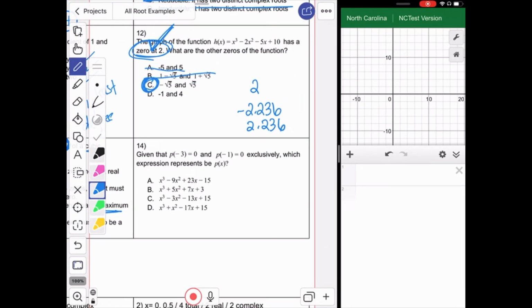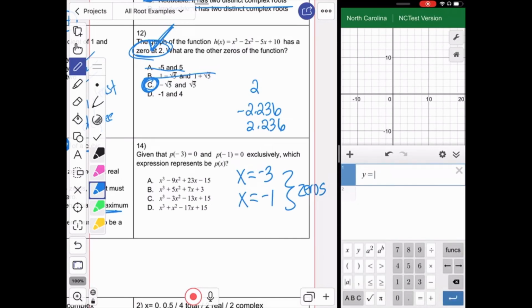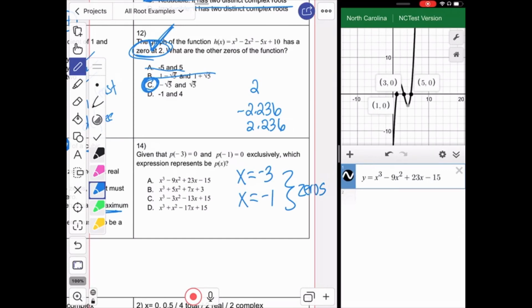All right, so what does this say here? This basically is saying that x equals -3 and x equals -1. If that equals 0, then these are zeros. So they're asking me which one of those answers gives me that. So at this point, I'm just going to graph them all, and I'm going to look. So this one has 5, 3, and +1. So these are not inside of the polynomial. These are saying that x is equal to -3, x is equal to -1. So A doesn't work.